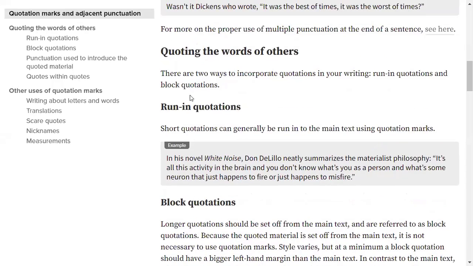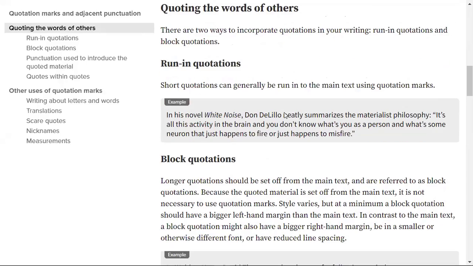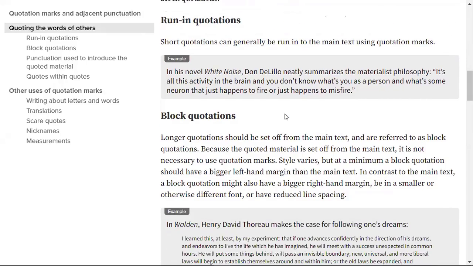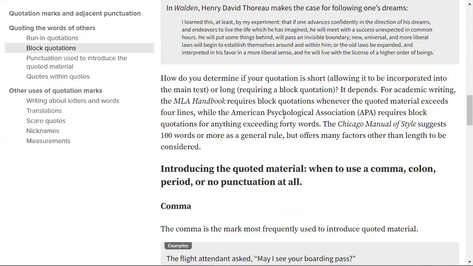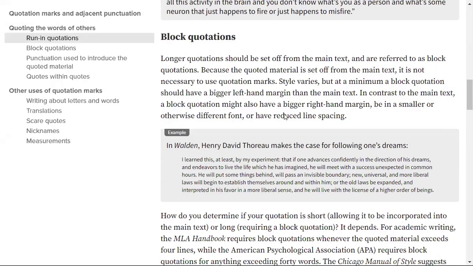Now there are many other rules also of quotation marks, and these are some longer pieces of information. So I'm leaving it here for you to understand.